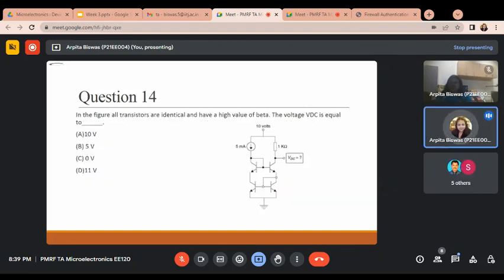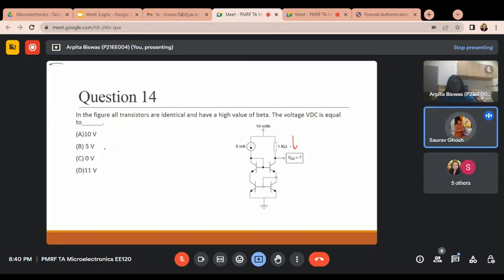The next question: in the figure, all transistors are identical and have a high value of beta. The voltage VDC is equal to what? What is the right option? Ma'am, 5 volts. Okay, tell me how you have calculated. Actually, here as the beta is large, we are considering IC equivalent to IB. VDC is basically my output voltage, so it will be equivalent to VCC minus collector current into resistance.